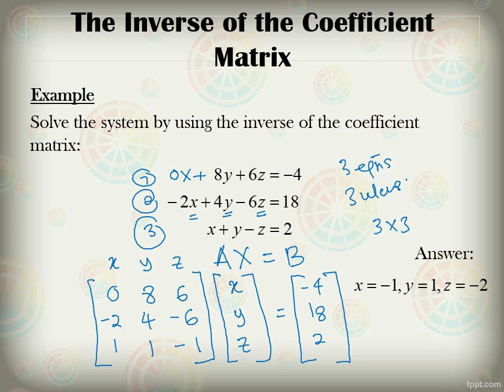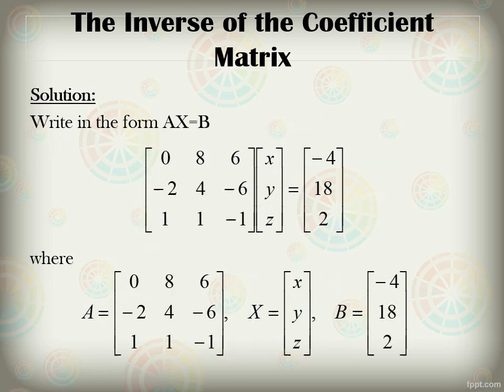Right? So we have our matrix form. Once you have written your system of linear equations into matrix form AX equal to B, now you can determine that your A is this, this is your X, and this is your B. Right, so you have your A, X, B.